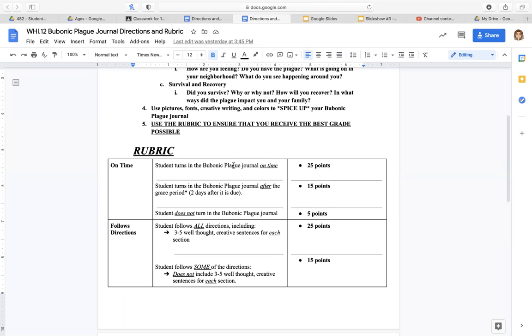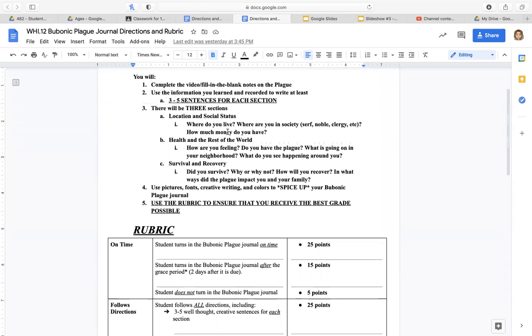Going back to the directions and rubric, you can see I included some questions like, where do you live? Where are you in society? Remembering that activity we did where you found out whether you were a noble, a serf, or a lord. Or as we'll talk about the clergy, talking about the role of religion at this time. And then also, how much money do you have? So this also impacts where you fall in society and talking about how this will impact your health and the rest of the world, which will be the second slide.